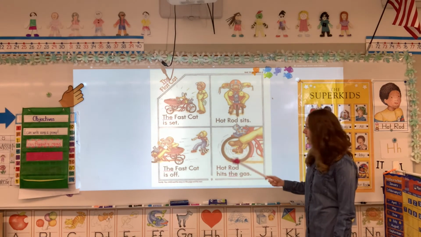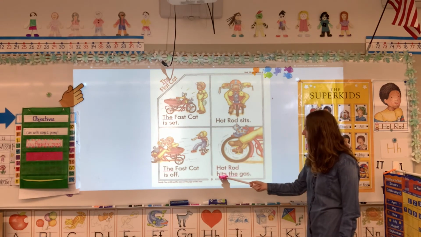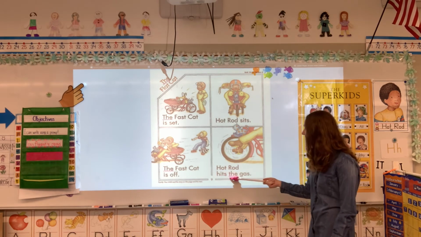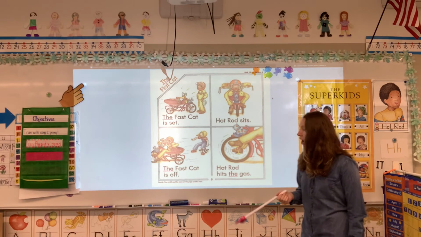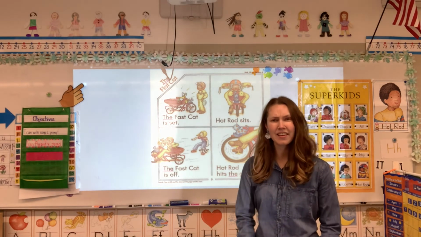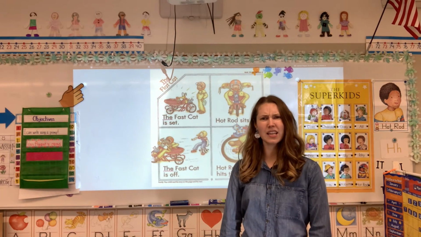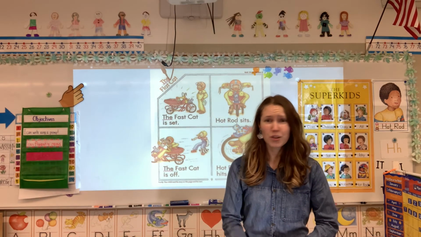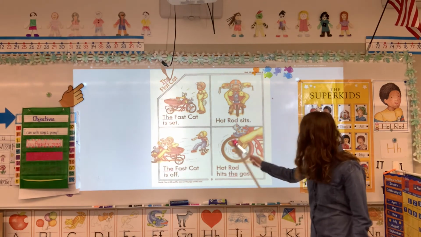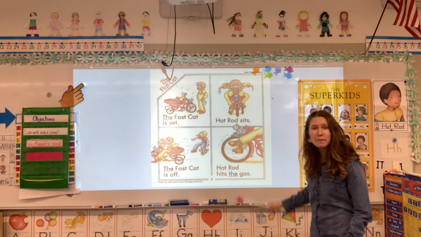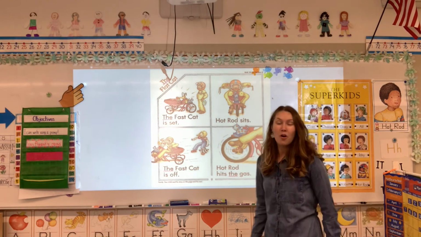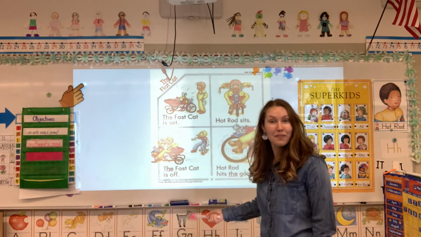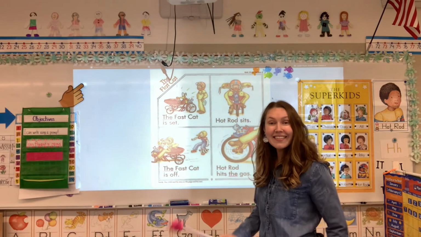Let's look at our next box. Ooh, here's some words in the it family. Hot Rod hits the gas. Wait a second. What does that mean? Do you think he's actually hitting the gas? No. I see that he's pedaling, so it means that he's going fast. When you say hit the gas, it means that you're going fast. So I think he's racing in this story. Let's see what happens next.